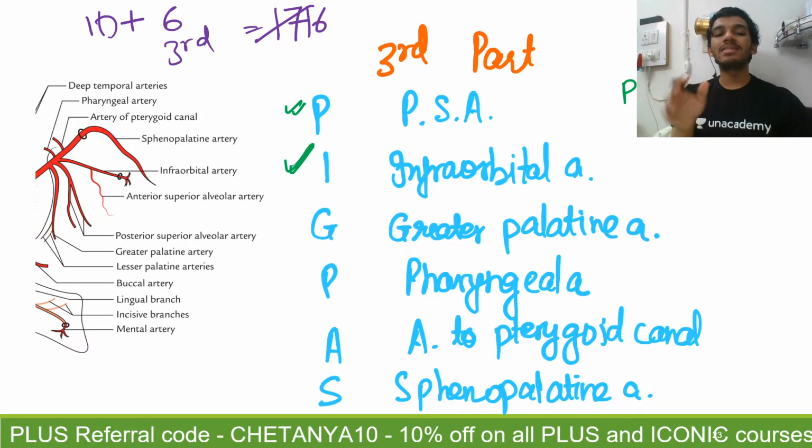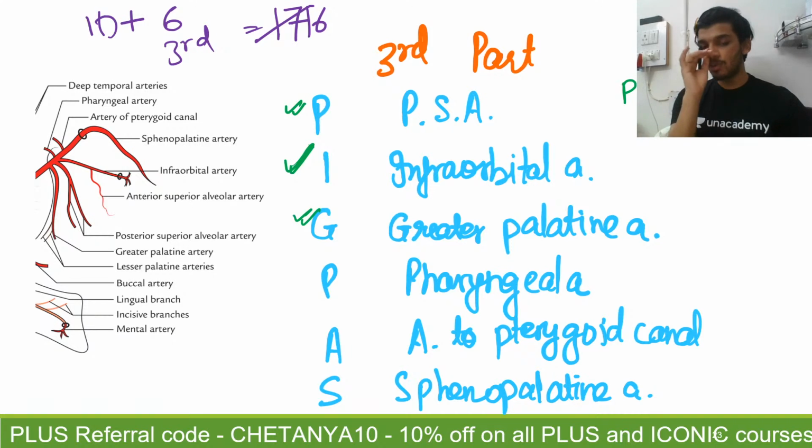Now, while it is going inside and it is related to the palatine bone, it gives the greater palatine artery, which divides into the lesser palatine arteries. By itself, 2 lesser palatine arteries are there, and 2 lesser palatine nerves are also there. Now, what arteries are left? This is PIG. Now, what is PAS?